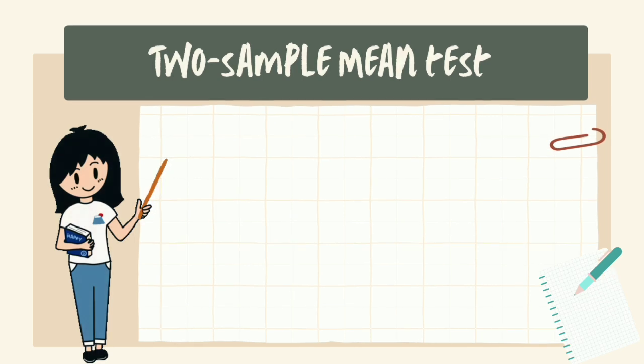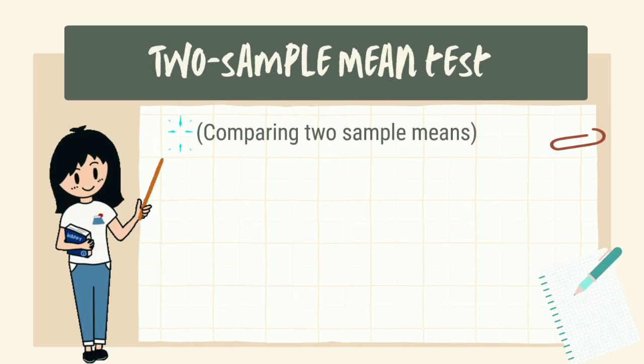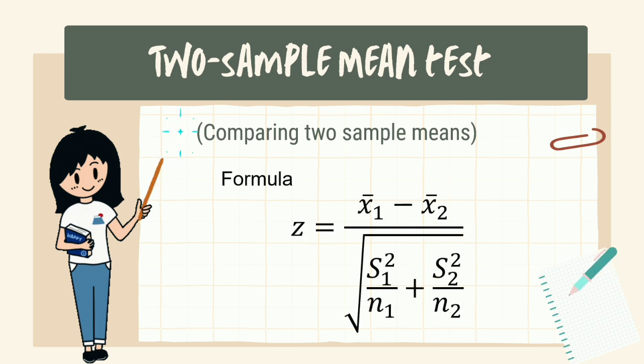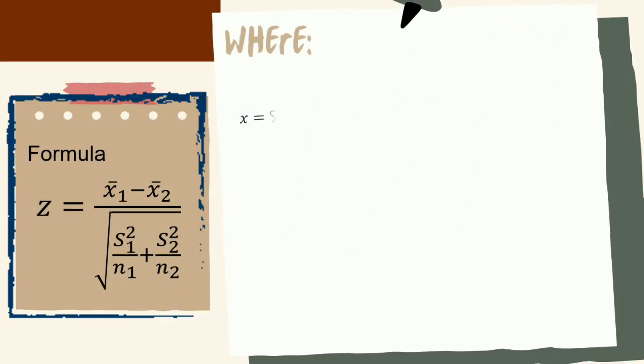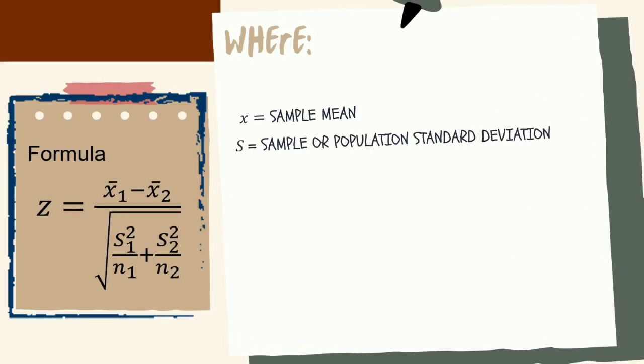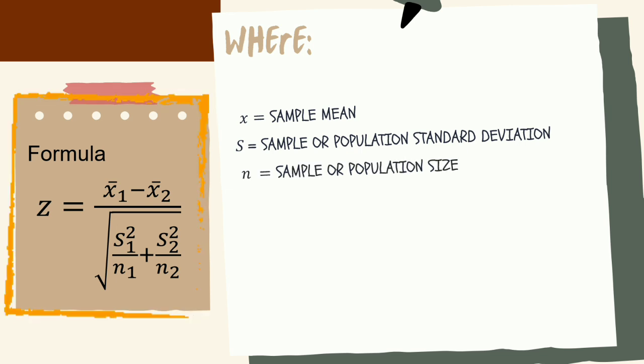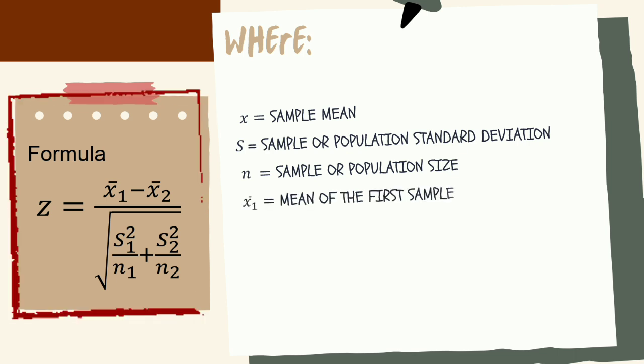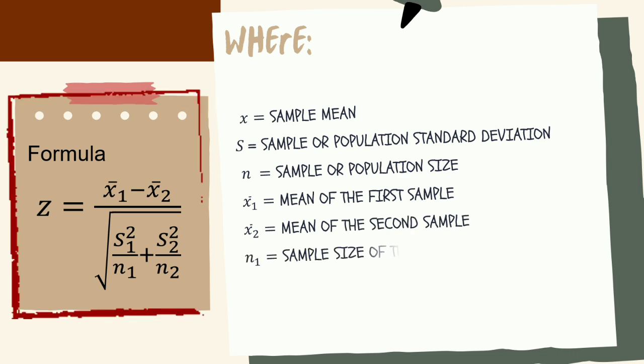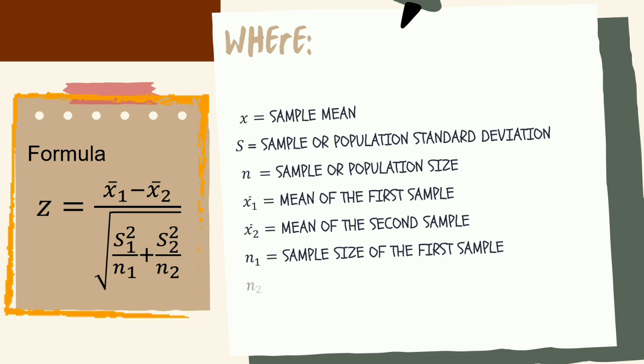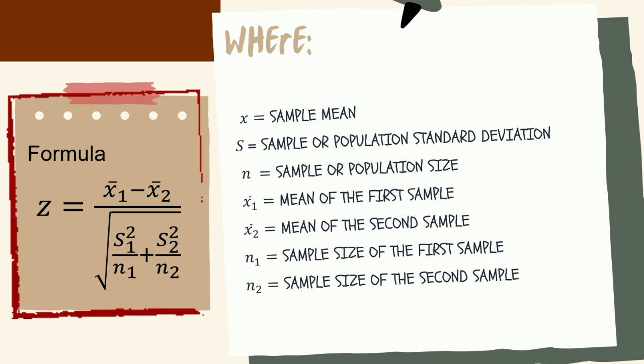This would be the formula that we are going to use for comparing 2-sample means. So z is equal to mean sub 1 minus mean sub 2 all over the square root of s sub 1 squared over n sub 1 plus s sub 2 squared over n sub 2, where the symbol x is the sample mean, s is sample or population standard deviation, n is sample or population size, mean sub 1 is the mean of the first sample, mean sub 2 is the mean of the second sample, n sub 1 is the sample size of the first sample, and n sub 2 is the sample size of the second sample.